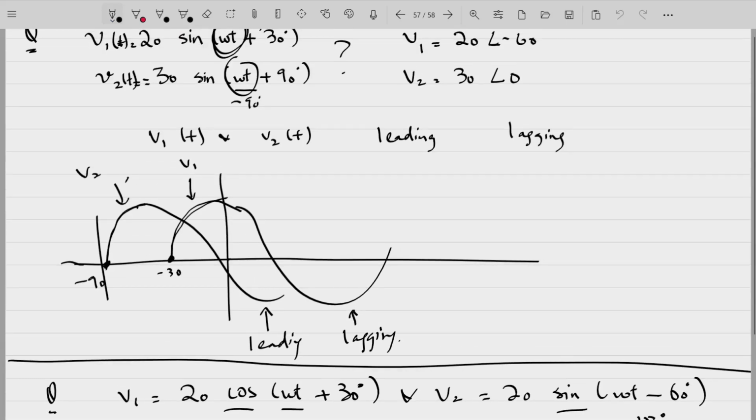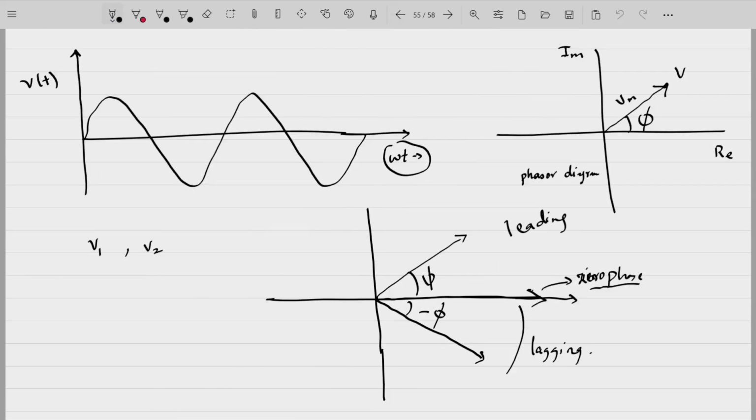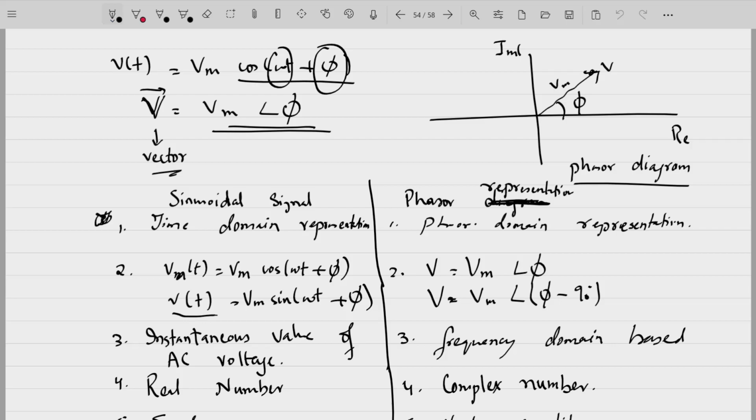ठीक है, इक्वेशन ये है आपकी. If V(t) is Vm sine of ωt plus phi, then its phasor representation is Vm angle phi minus 90 degrees.